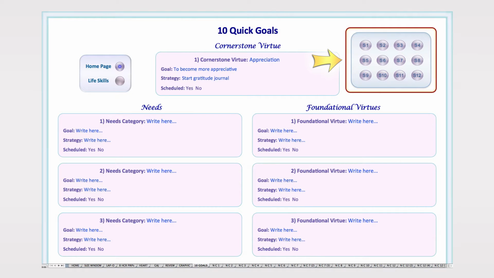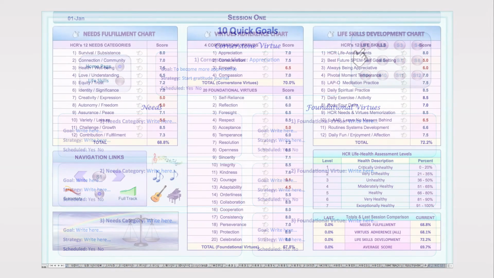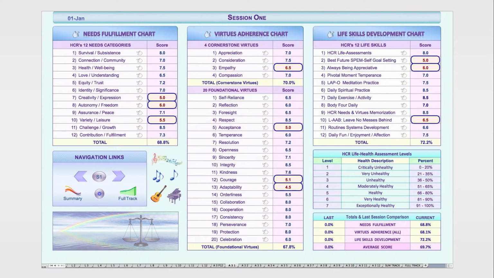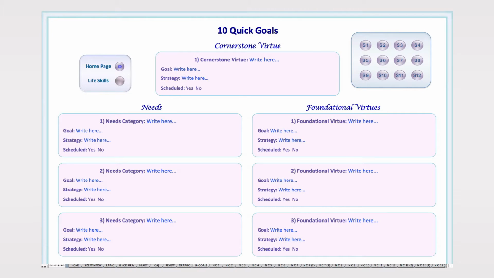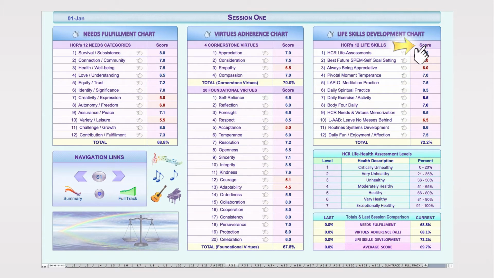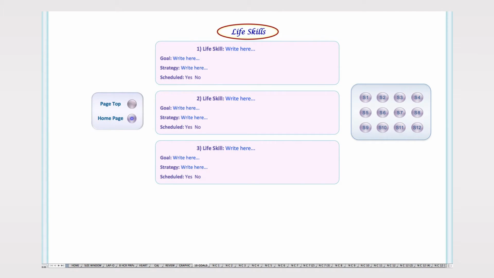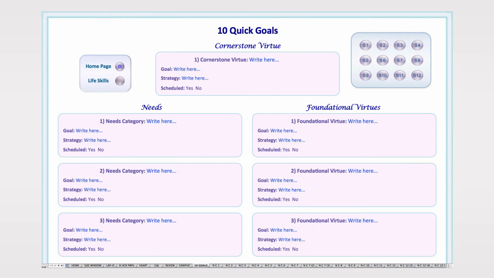The session panel links allow you to quickly go to your current session. Here I'm clicking S1. You note your lowest items. Then to get back to the 10 Quick Goals page quickly, each of these score heading cells contains a link to the 10 Quick Goals page. Clicking these cells takes you to the top of the page where the needs categories and virtues panels are. And this cell takes you to the bottom of the page where the life skills panels are. I suggest not taking more than 10 minutes to fill in these 10 quick goals after scoring your charts. And that covers the 10 Quick Goals page.